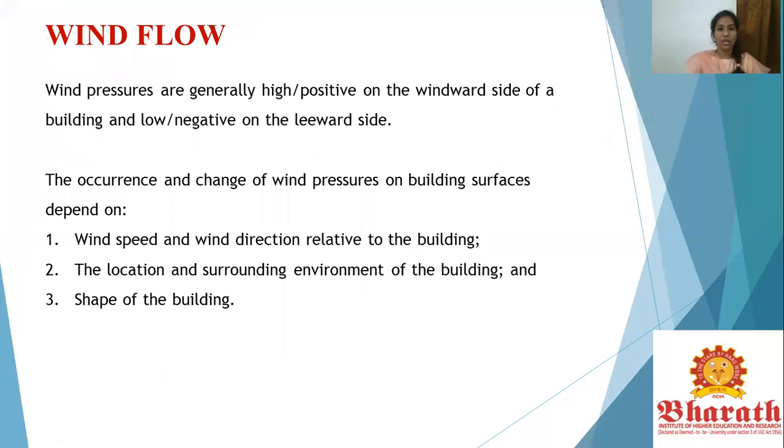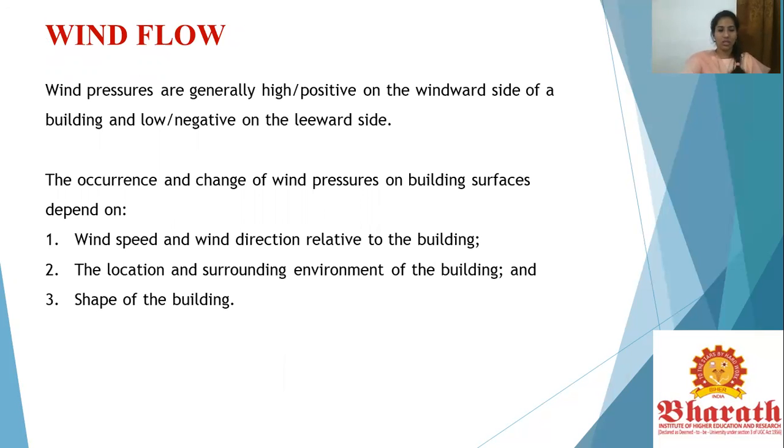These wind pressures are generally high or positive on the windward side of the building and low or negative on the leeward side of the building. As I previously stated, wind pressure is highest, positive, on the windward side and negative on your leeward side, thereby forming your wind shadow. So the occurrence and change of wind pressures on the building surfaces depend on what? One is your wind speed and wind direction relative to the building, the location and surrounding environment of the building, and the shape of the building.